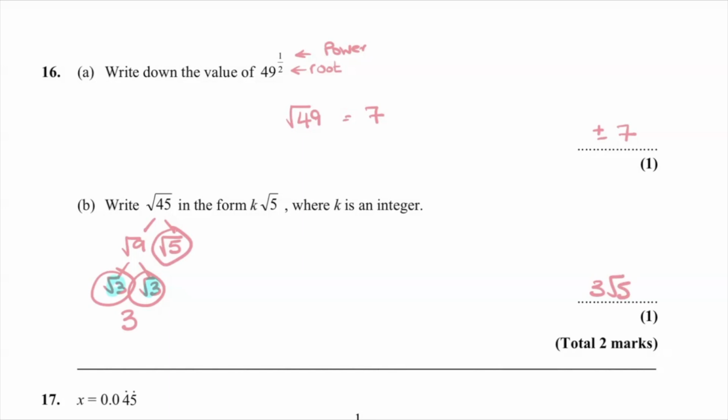Other students are very confident with their surds. They'll spot the square number and they'll just turn that into the 3 immediately. But this is a nice method for anyone that feels they get muddled.